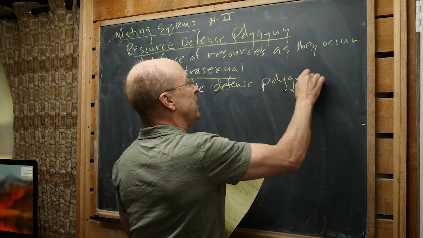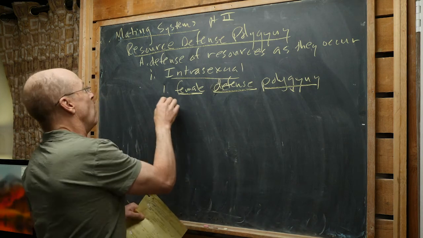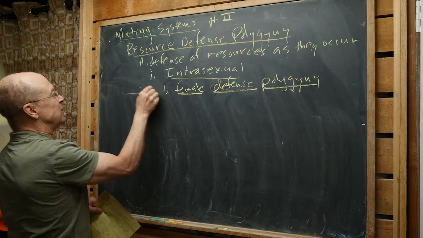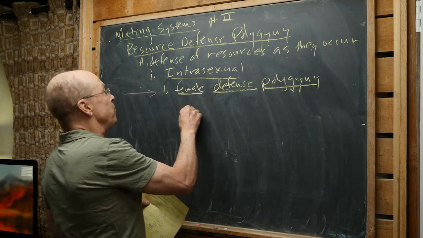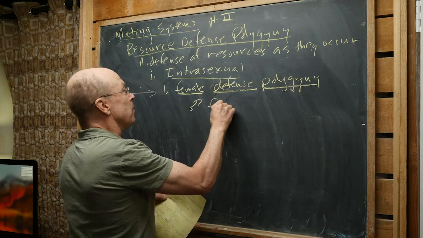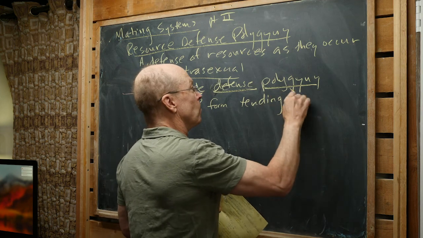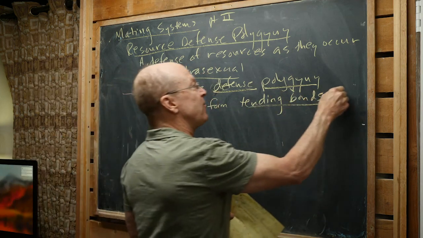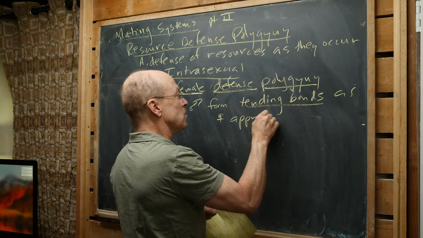You know what polygyny is. And here we're talking about defending females. So this is the first one. This is like big stuff. All of this outline stuff is fine, but this is the big stuff. So, female defense polygyny. Males form what we call tending bonds here, tending bonds as the female approaches readiness.